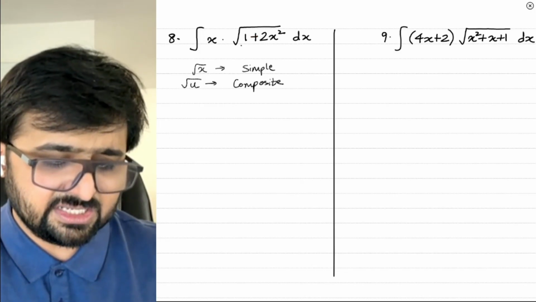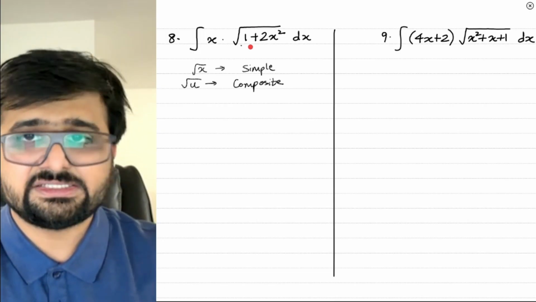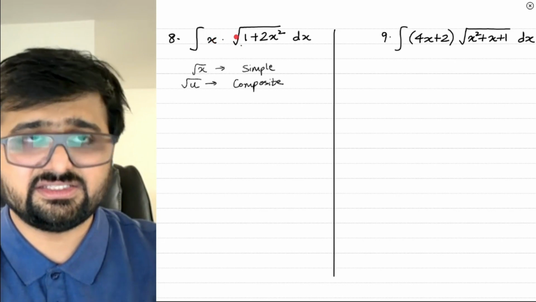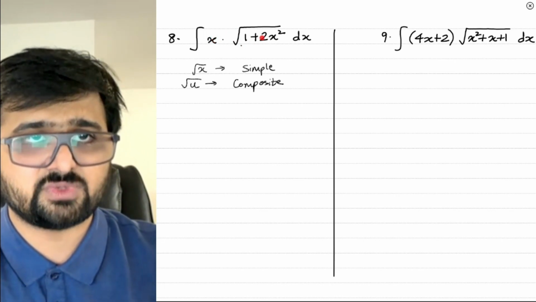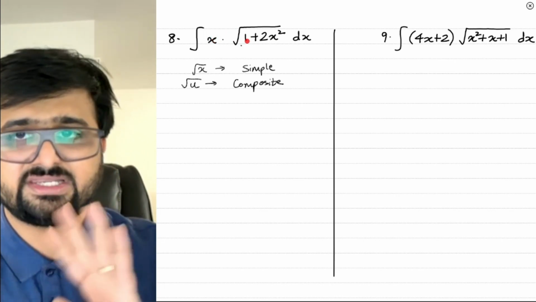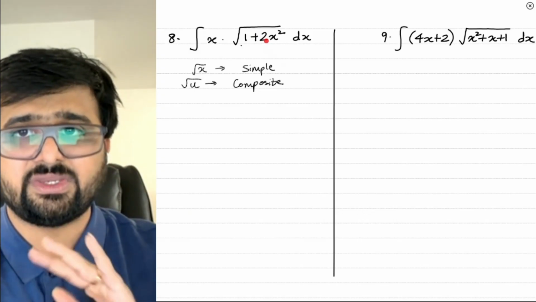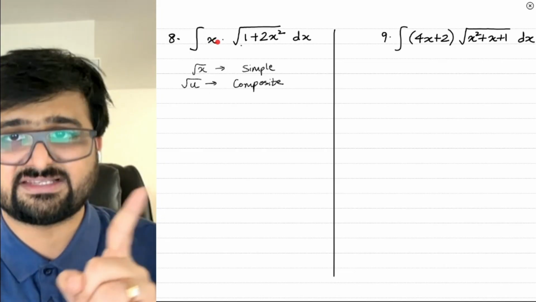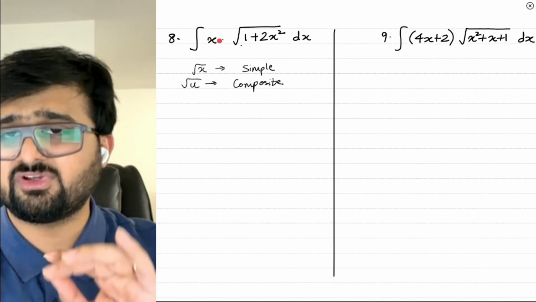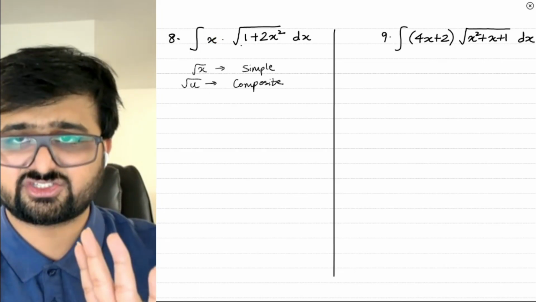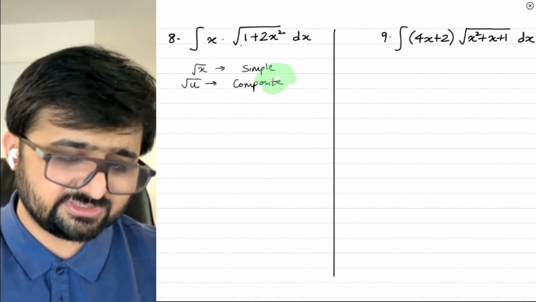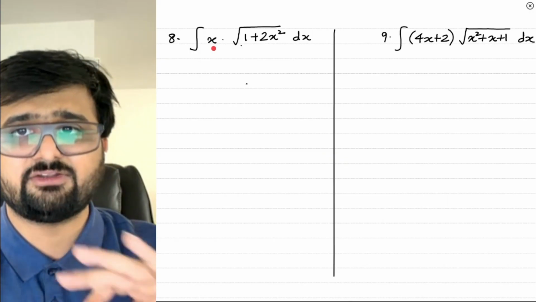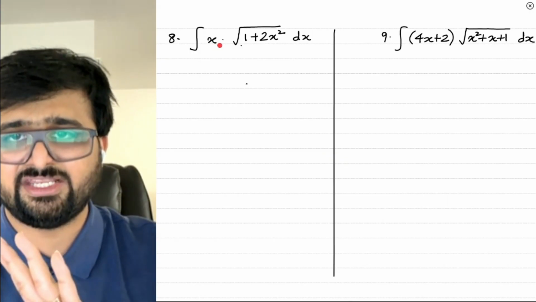Now, is the derivative of 1 plus 2x square present in this integral? If you notice, the derivative of 1 is 0, and the derivative of 2x square is 4x. 4 is not present, but that x is present here. So we can manage the 4 because it's a constant. It can be easily managed. Because it's a composite function and the derivative is somehow present, the x is present, 4 is not present, which can be managed.